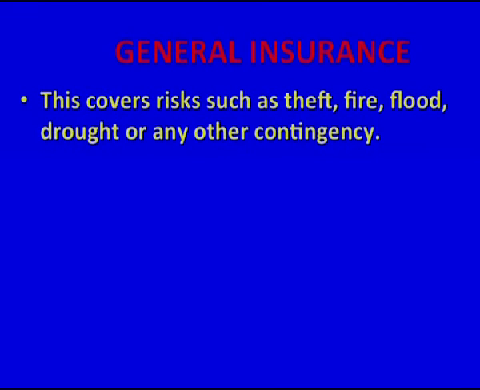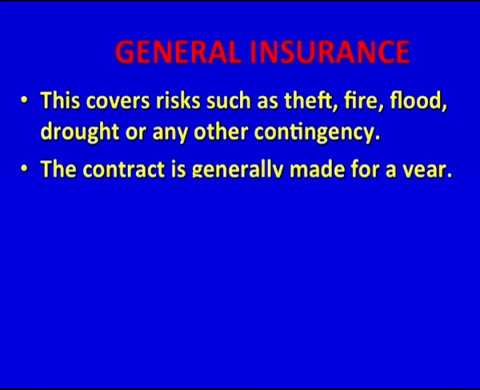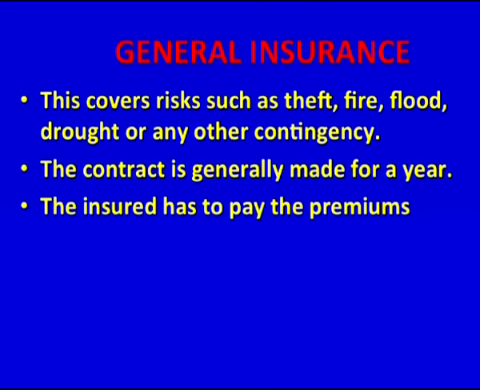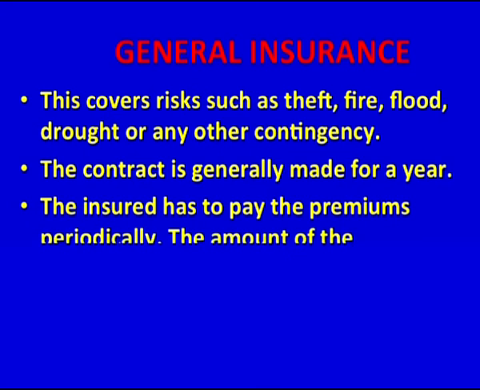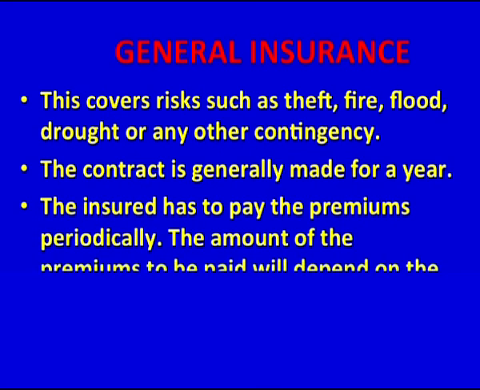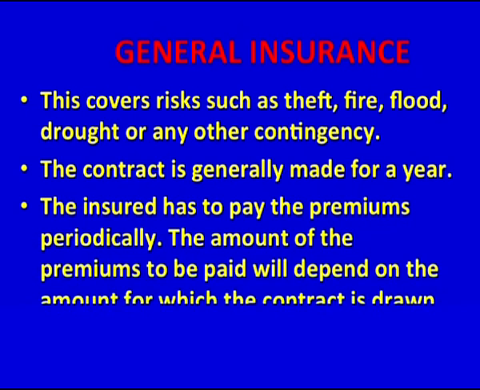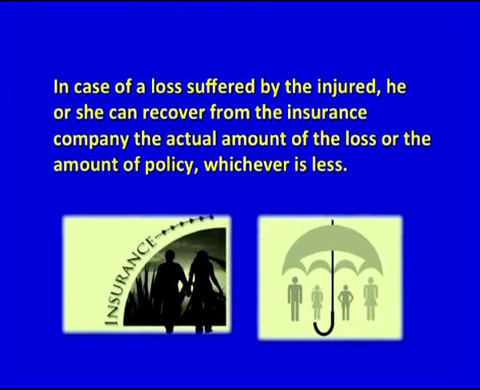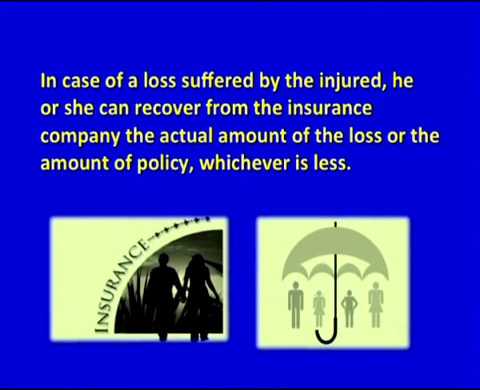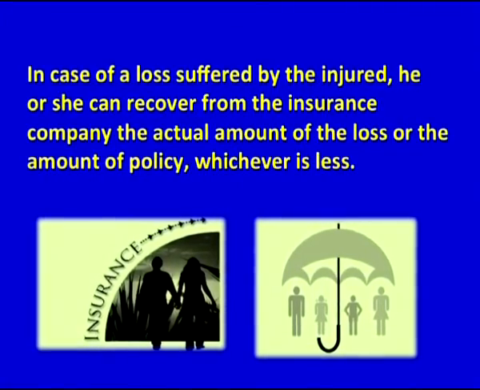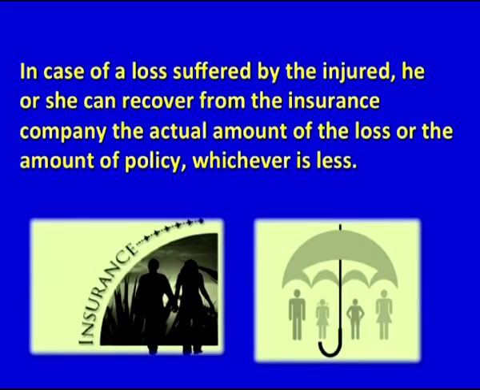General insurance. This covers risks such as theft, fire, flood, drought or any other contingency. The contract is generally made for a year. The insured has to pay the premiums periodically. The amount of premiums to be paid will depend on the amount for which the contract is drawn up. In case of a loss suffered by the insured, he or she can recover from the insurance company the actual amount of the loss or the amount of the policy, whichever is less.